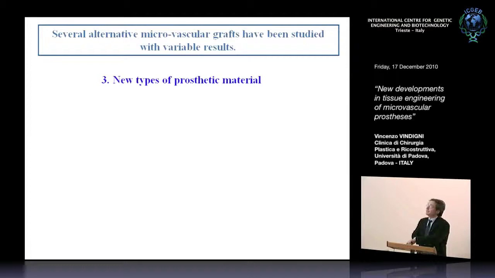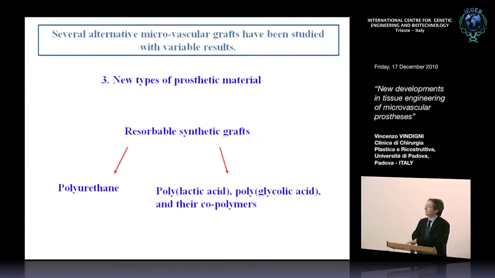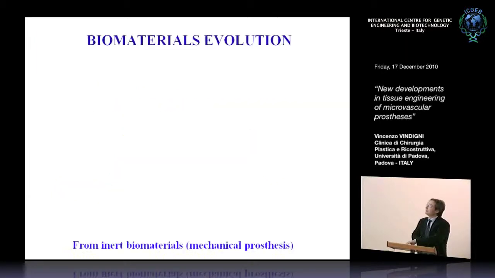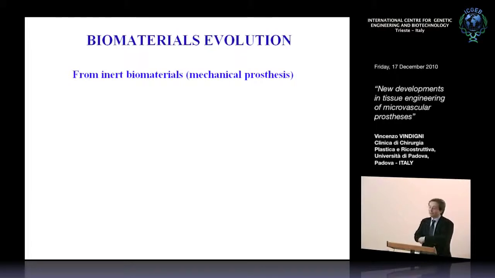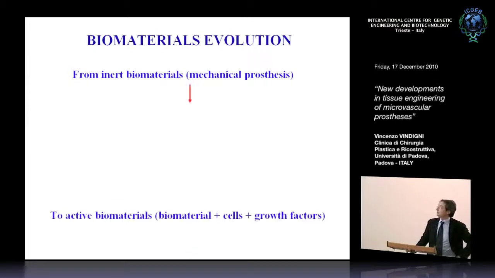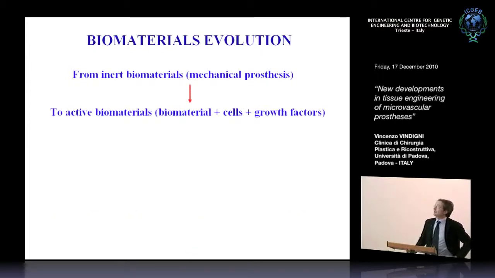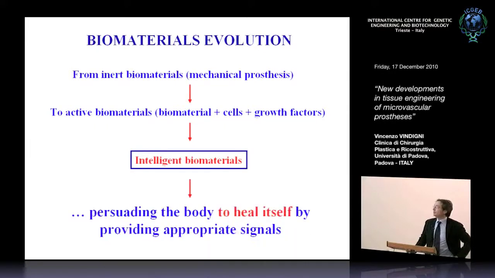Then you can study new types of prosthetic material, in particular resorbable materials like polyurethane and polylactic and polyglycolic acid. This research led to a biomaterial evolution from inert biomaterials to active biomaterials, if you use biomaterial and you add cells or growth factor in vitro. And finally, to intelligent biomaterials that are able to persuade the body to heal itself, to regenerate directly in vivo the new artery or new vein.